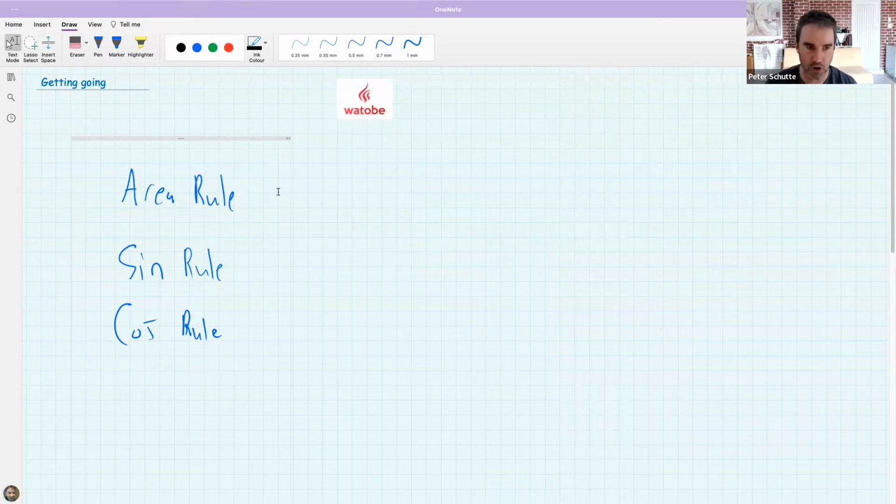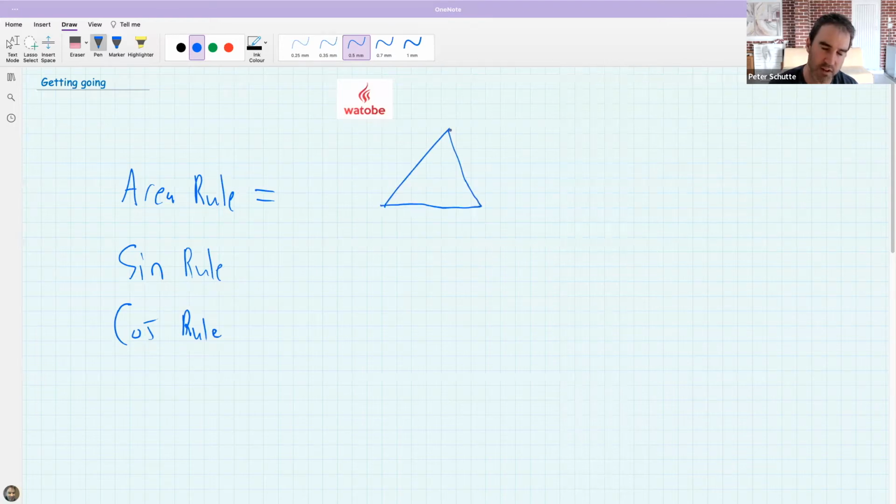I would like to know from someone in the class, what do we need in order to use the area rule? What are we looking for if we want to be able to use it? I'm going to give you a triangle like this. Can anybody tell me what we need? Just a plain old triangle, we wouldn't be able to use the area rule. We need a bit more.